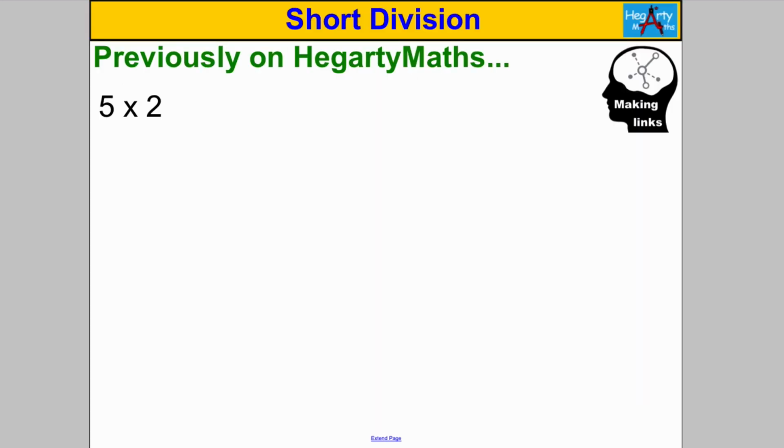Let's start off by doing a link to our previous learning. Previously on Hegarty Maths we've learnt that division and multiplication are related to each other. Do you remember how I said they were? They're the inverse of each other.